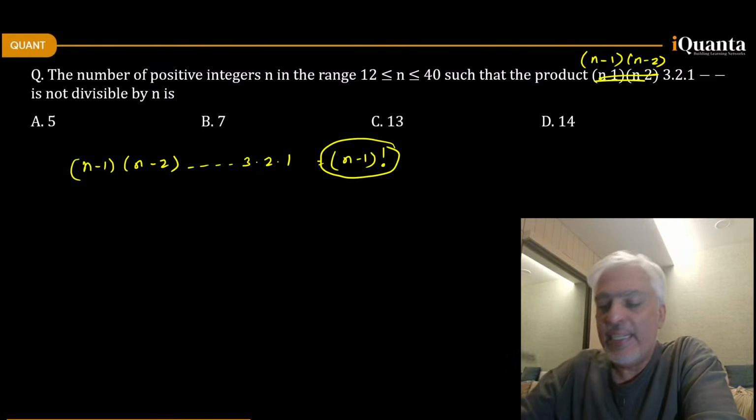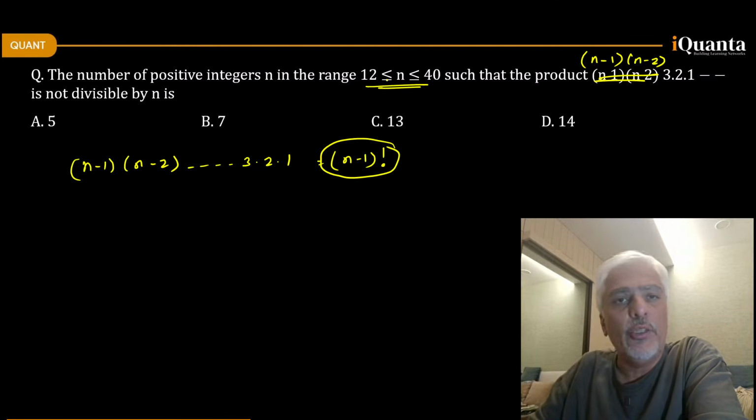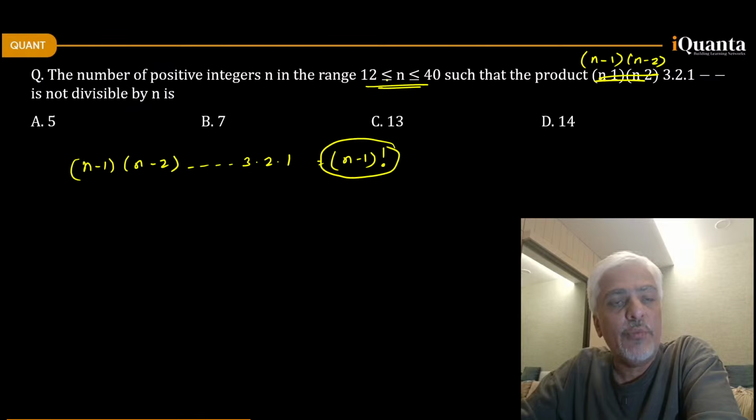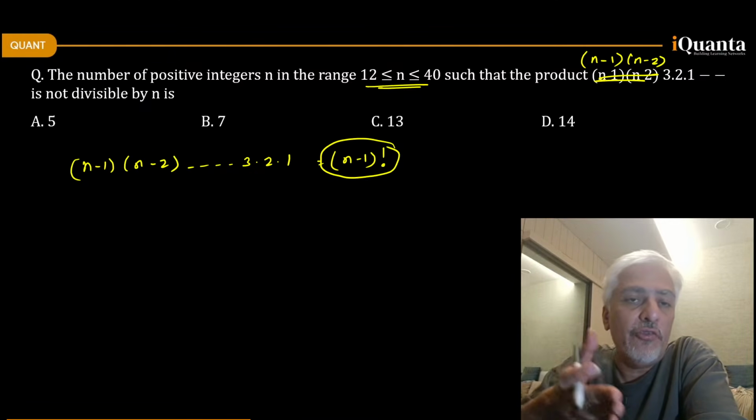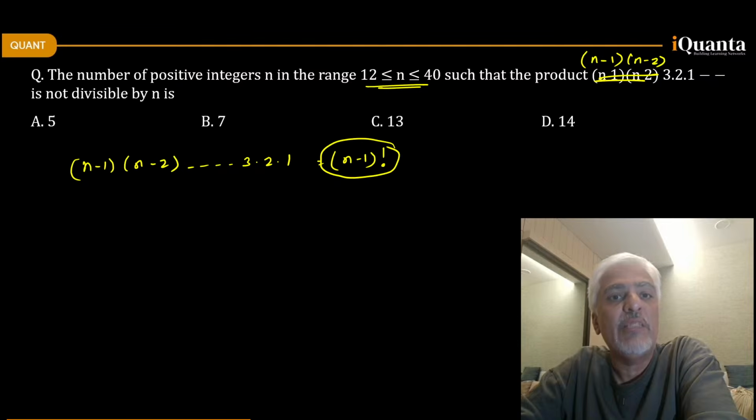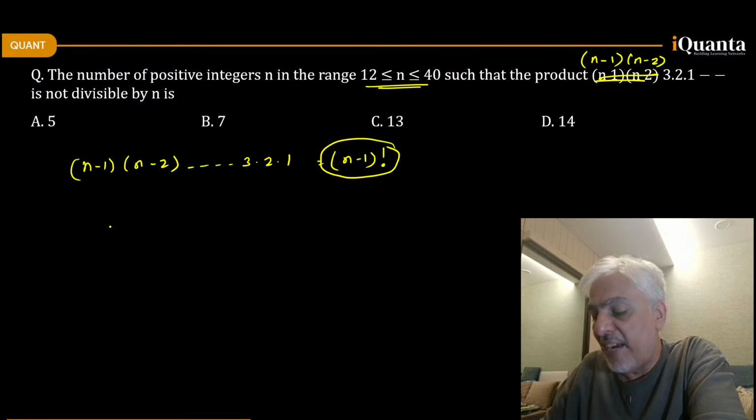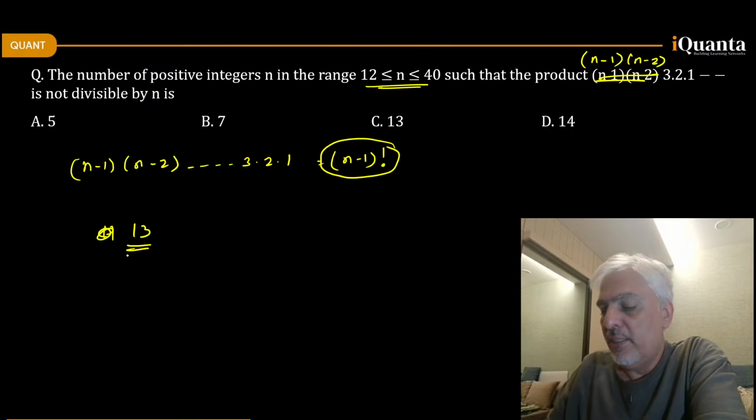Let me explain. The range is important, meaning the answer is obviously from the range, but to understand the concept, you don't need to see the range. Basically, for which number is the factorial of one number before not divisible by that number? So for example, if I try for 11, and let's try for 13.